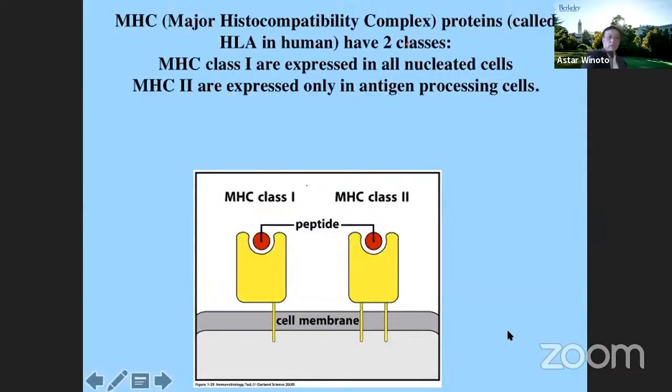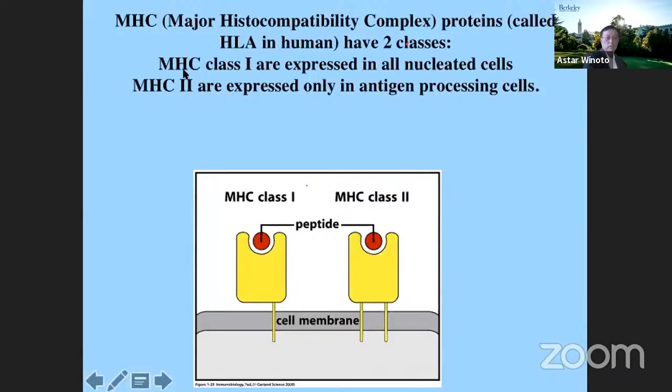So what's MHC? MHC stands for major histocompatibility complex. It has two classes. In humans, it's called HLA. It's very polymorphic. So different humans have different HLA types. It's the one that you need to match if you need transplantation. Of course, you need to match the blood type, but HLA is the one that's very, very difficult to match. And that's the one you need to match if you don't want the organ to be rejected when you get an organ transplant.